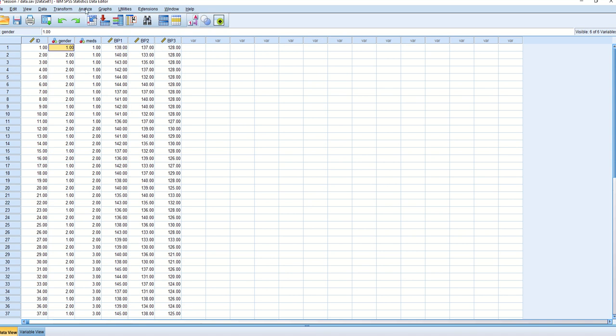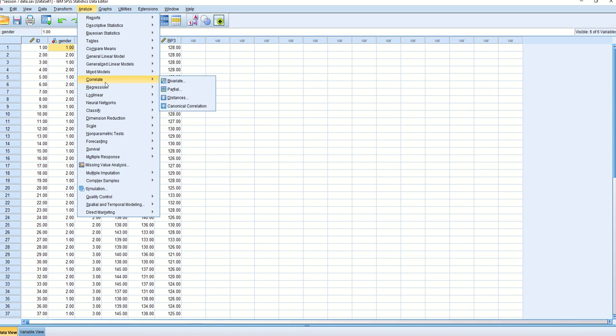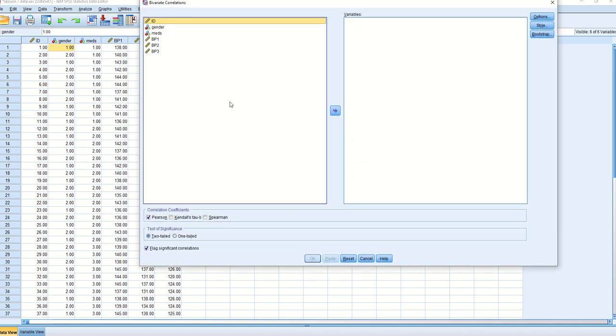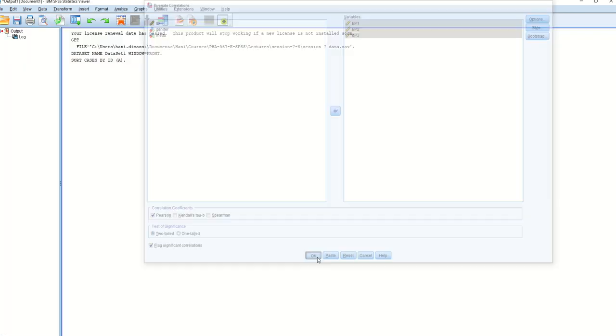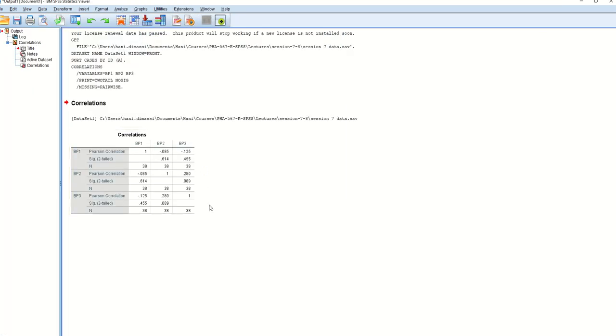You may remember previously that if you put your three blood pressure variables together and do a correlation among them, you get a correlation matrix like this one. You can see that blood pressure 1 is not correlated to blood pressure 2, blood pressure 1 is not correlated to blood pressure 3, and blood pressure 2 and blood pressure 3 are not correlated either. Nothing is correlated. Let me go back here.